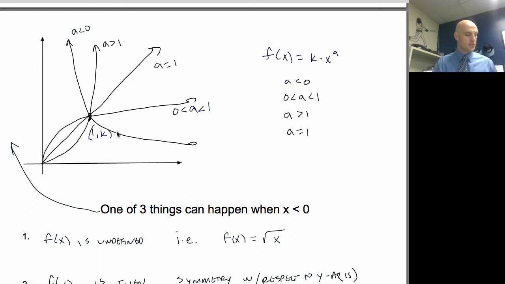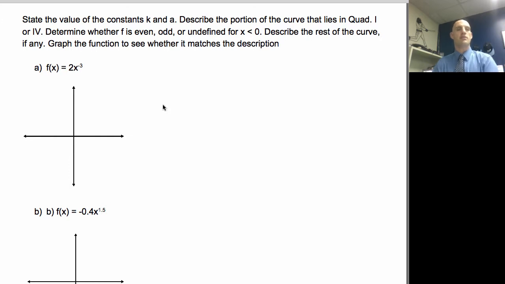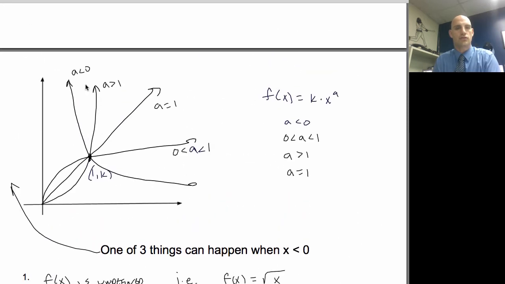Okay, let's do one example. State the value of the constants k and a. Describe the portion of the curve that lies in quadrant 1 or 4, depending on if k is positive or negative. Determine if f is even, odd, or undefined for x less than 0. Describe the rest of the curve, if any. Okay, so this is 2 times x to the negative third. So a is less than 0. And so if I look up here, check it out. A is less than 0 looks like this one.